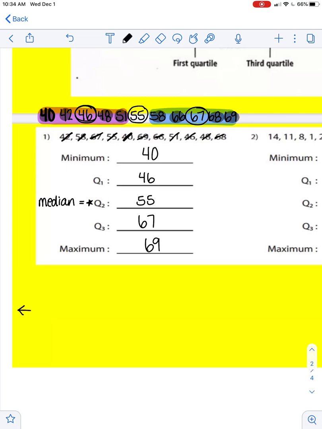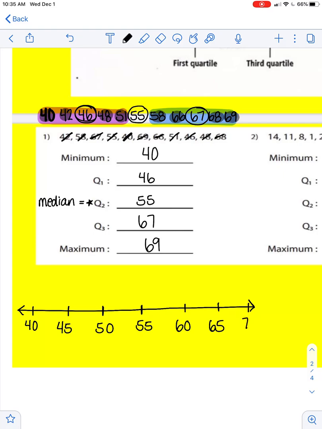So I'm going to draw a number line down here. And I'm going to start it at 40. And then I'm going to just skip count by 5s. 45, 50, 55, 60, 65, 70.